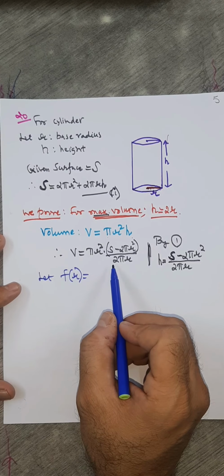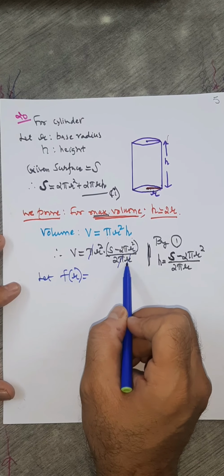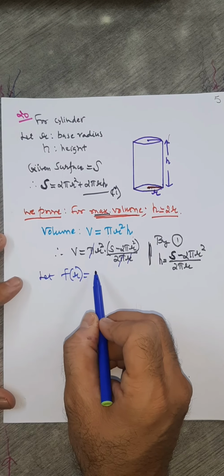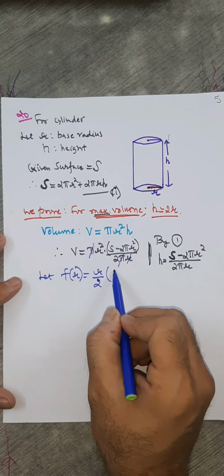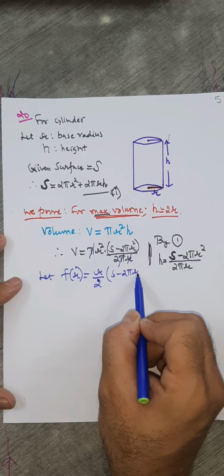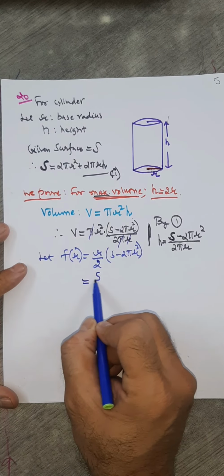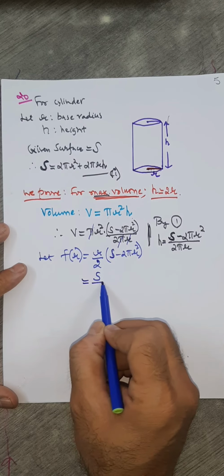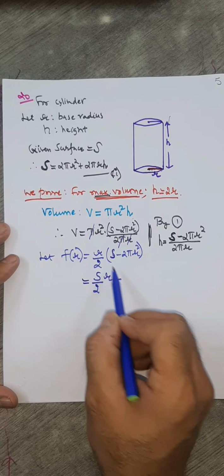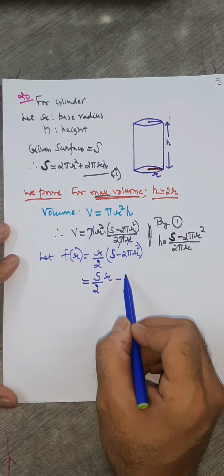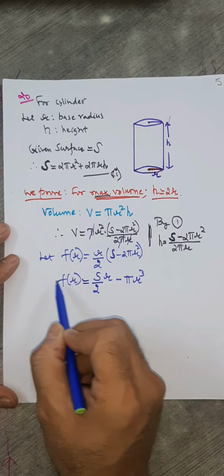So what will we get from this? See, pi will get cancelled. One r will get cancelled. So we are just getting r by 2, s minus 2 pi r square. I'll just open this. Probably then the differentiation will be easy. S being constant as it is, by 2 as it is, r as it is. This 2 will get cancelled. You will get half pi r cube. This is a function of r.